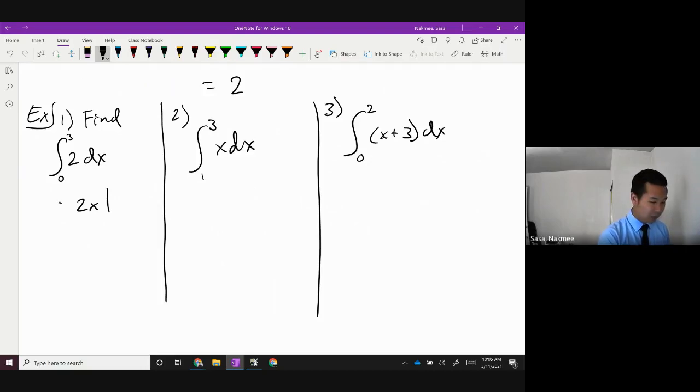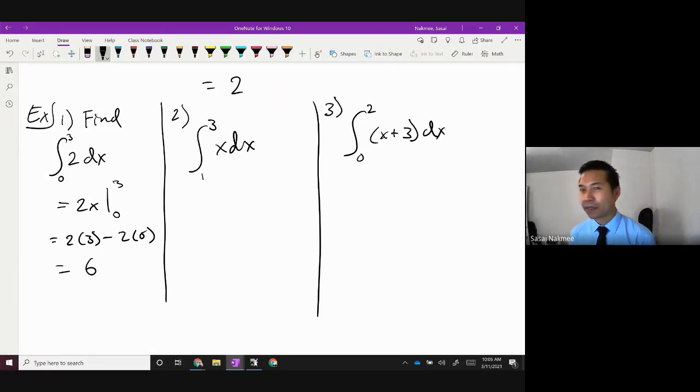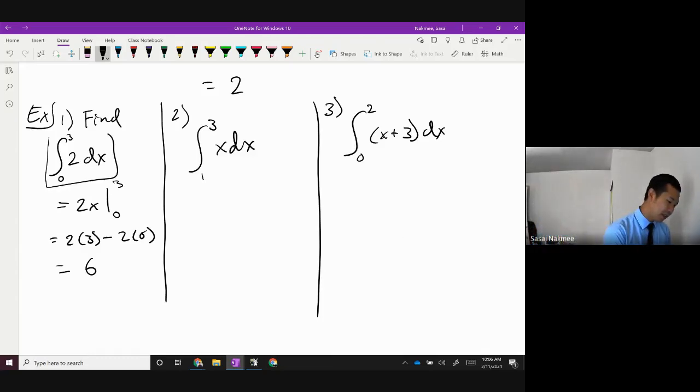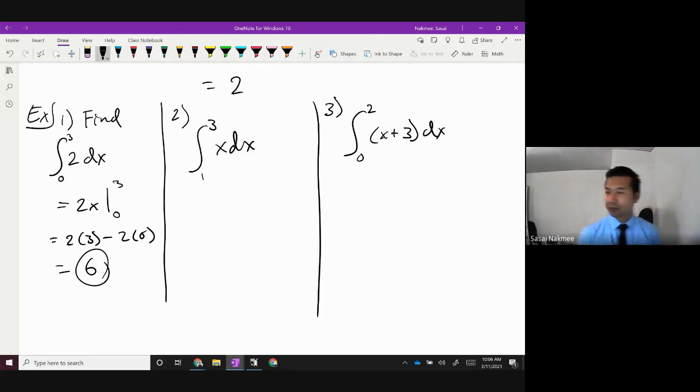Anyways, 2x is going to be the antiderivative of 2 dx, and I'm going to be evaluating this from 0 to 3. It means I just have to plug in those values for x. So this is equal to 2 times 3 minus 2 times 0, which comes out to 6. That's your answer. The integral from 0 to 3 of 2 dx is equal to 6. That's it. Easy. Let's go to the next one here.